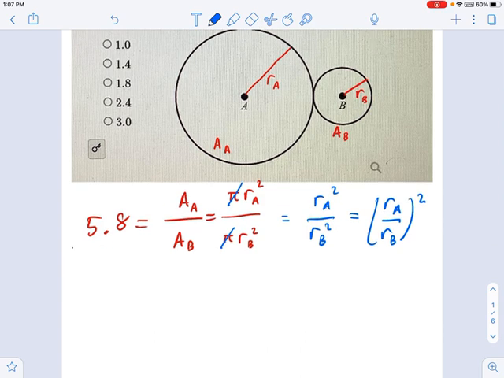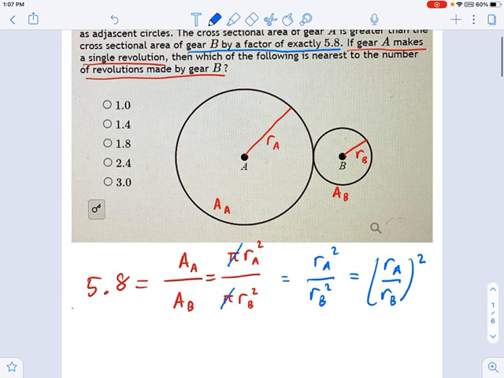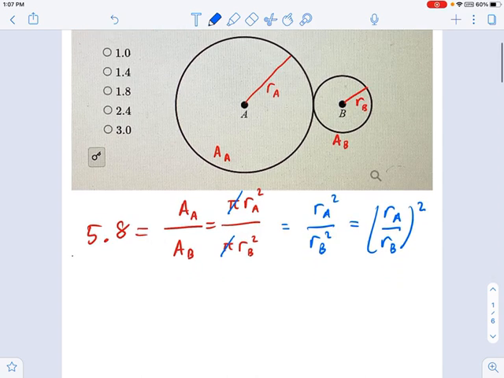Now I want to know how the radius of wheel A is related to the radius of wheel B, and if I know that, I can talk about their circumferences. If I know that, I can talk about how many spins one takes compared to the other. So let's take a square root of each side. Watch what I'm going to do here. I'm going to square root this side, and I'm going to square root that side. So what do we get? On the left, I've got the square root of 5.8. Who knows what that is? It's some number. But on the right, the square root takes care of the squared, and you just get this.